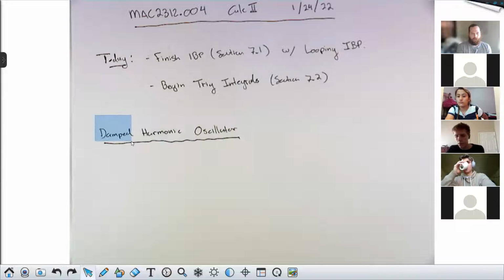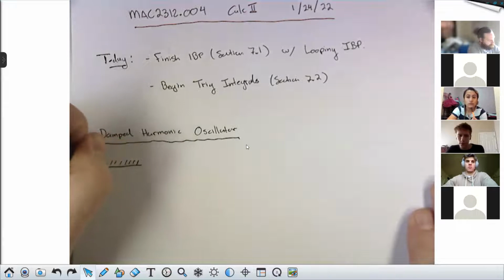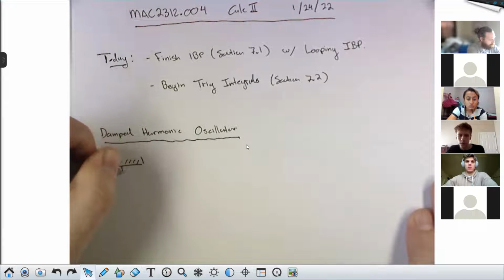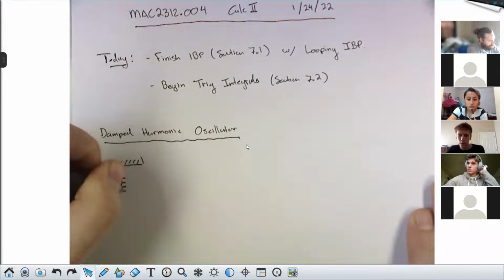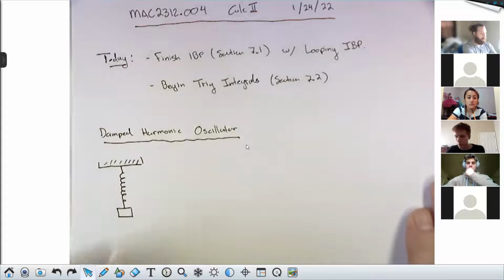So you take a dash pot, which dampens the motion of a harmonic oscillator. Here's my normal mass, and if I pull this down and let go, it'll oscillate up and down and generate a regular sine or cosine wave.